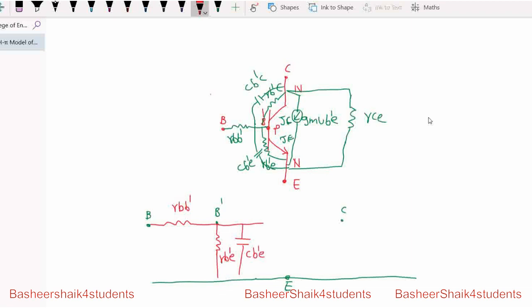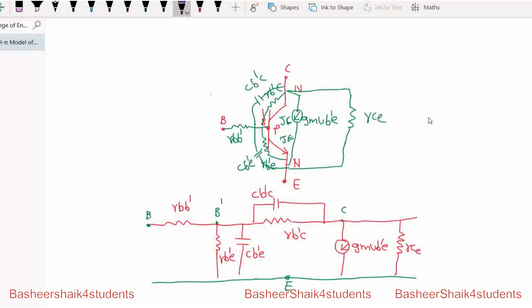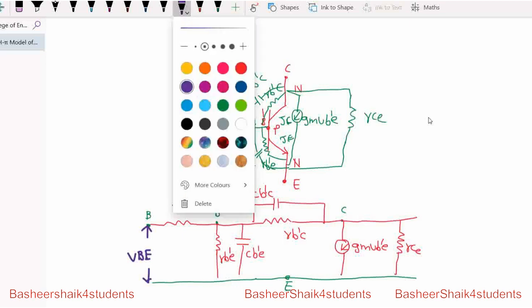From the internal base to the collector we have a resistance named RB dash C, and the capacitance between the internal base and the collector is CB dash C, and a dependent current source named gm VB dash E, and the output resistance between the collector and the emitter is RCE. As for the voltages here, the voltage between the base and the emitter is VBE, and the total voltage does not appear across the internal base terminal and the emitter.